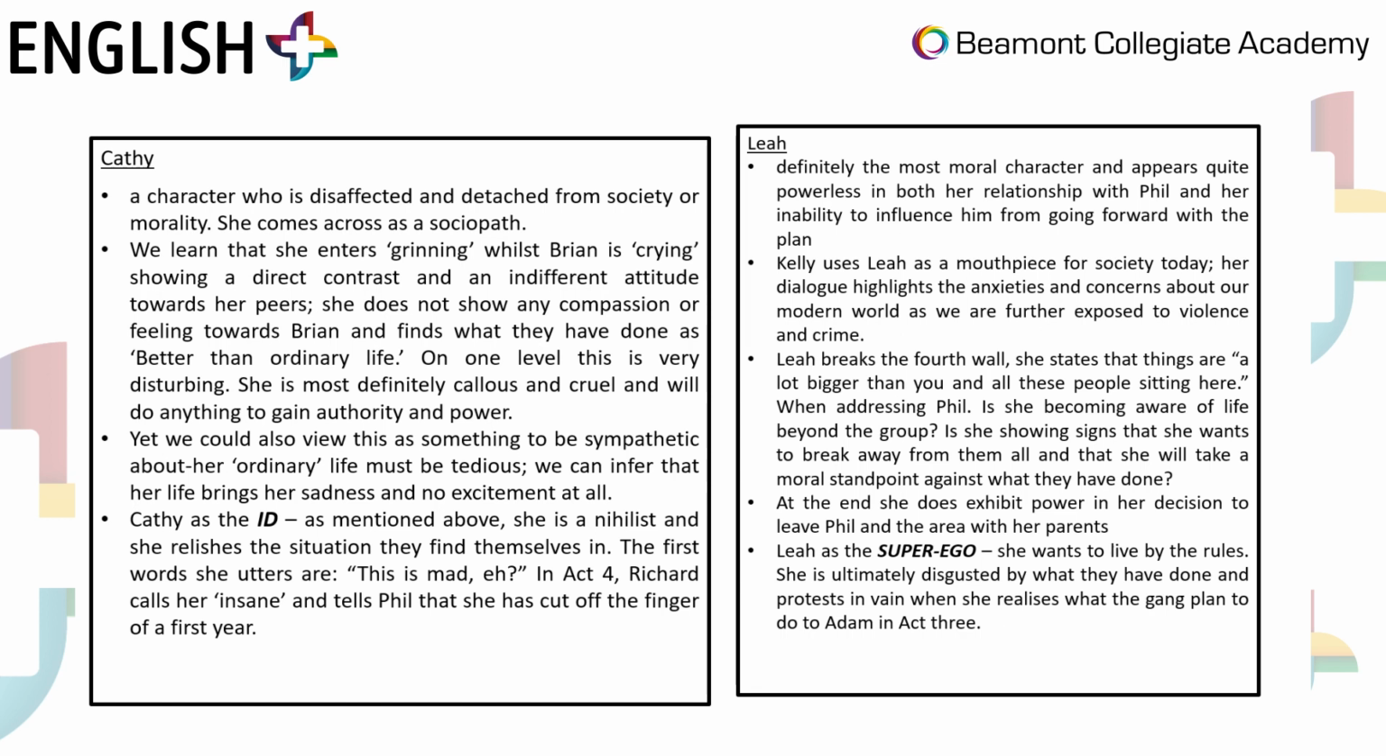Definitely the most moral character, isn't she? She appears quite powerless in her relationship with Phil. So, you know, when you get a question, it's fine to look at the opposite of the power, the powerlessness. She really struggles to influence him. She's the mouthpiece for society. She breaks the fourth wall. Yeah. She shows signs that she wants to break away, and she does in the end. She has the power to break away from Phil, and she's the super ego. She wants to live by the rules. She's ultimately disgusted by what they've done.